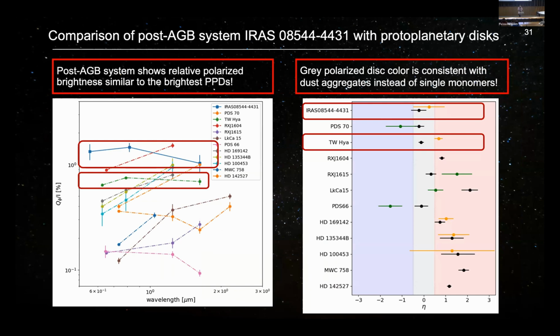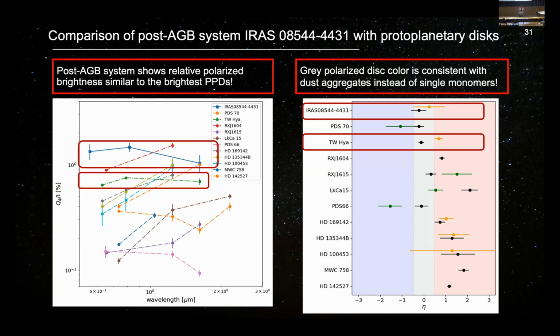Polarized brightness of the system was measured relative to the total unpolarized intensity of the binary, so we can directly compare the system with the protoplanetary disks around T Tauri and Herbig stars. Here on the left side, you see on the x-axis the wavelengths, and on the y-axis the polarimetric brightness of different disks. The blue one on top is our post-AGB circumbinary disk, and others are different protoplanetary disks around young stellar objects. As you can see, our system is among the brightest in terms of polarimetry.